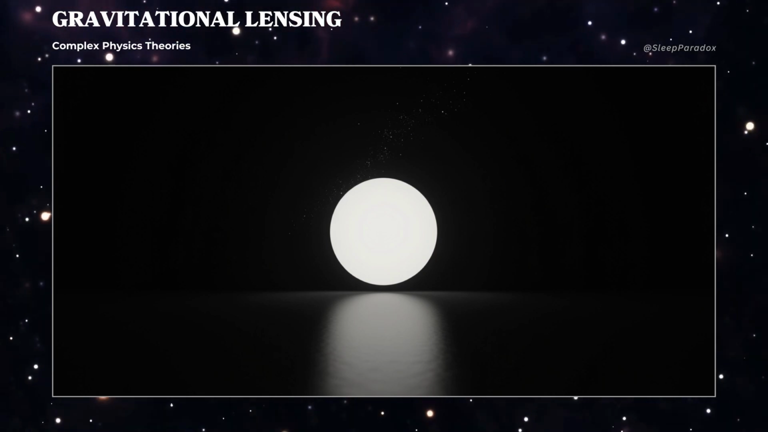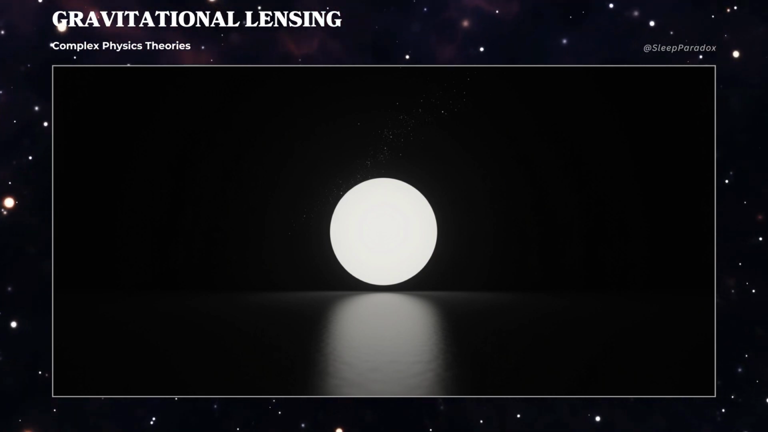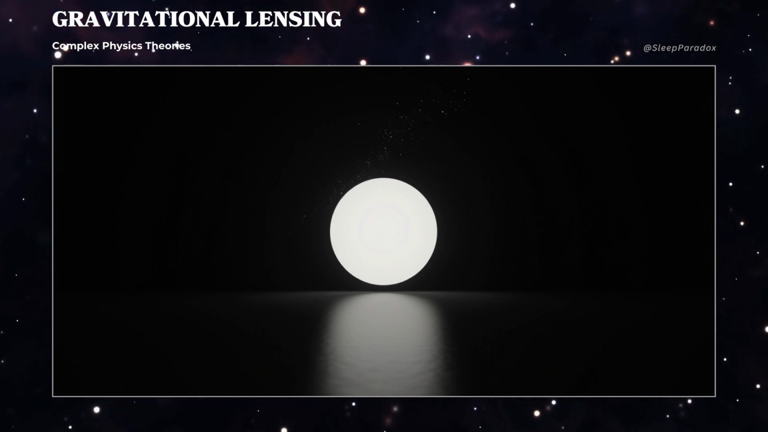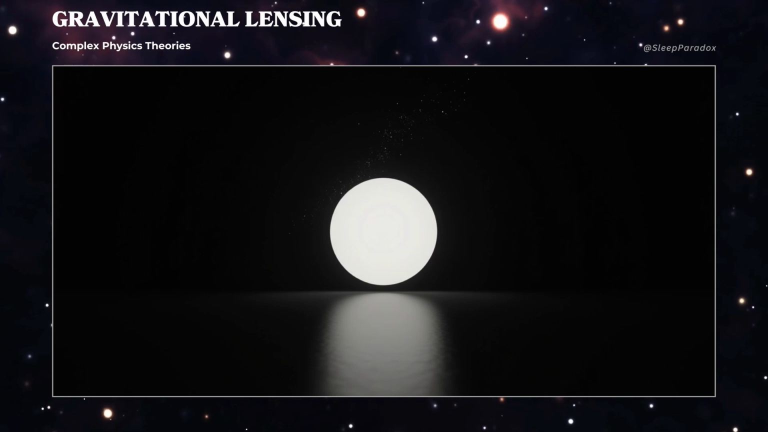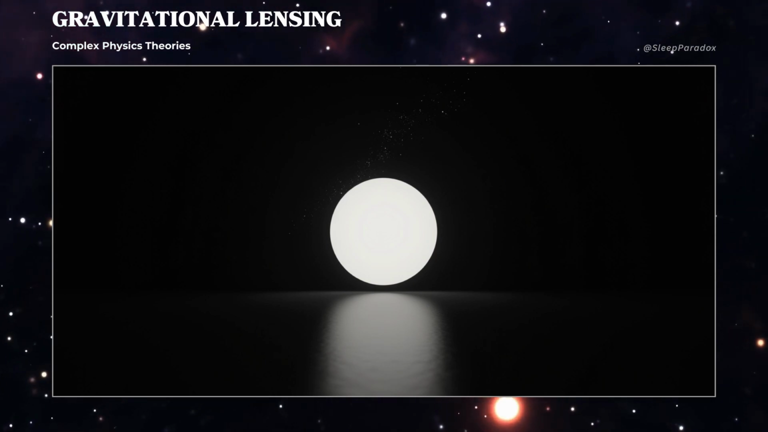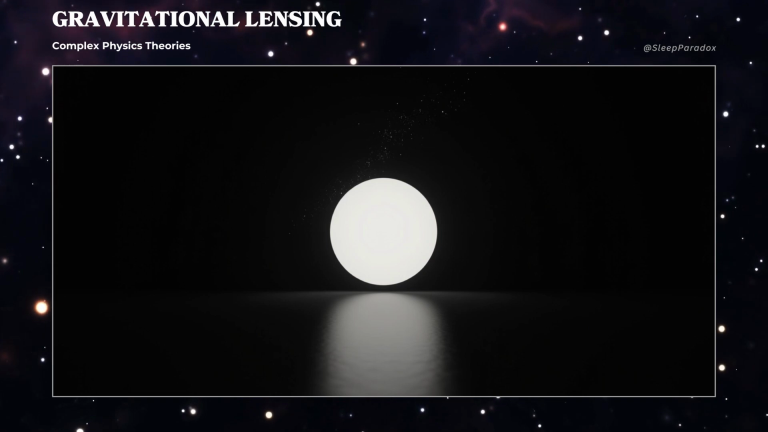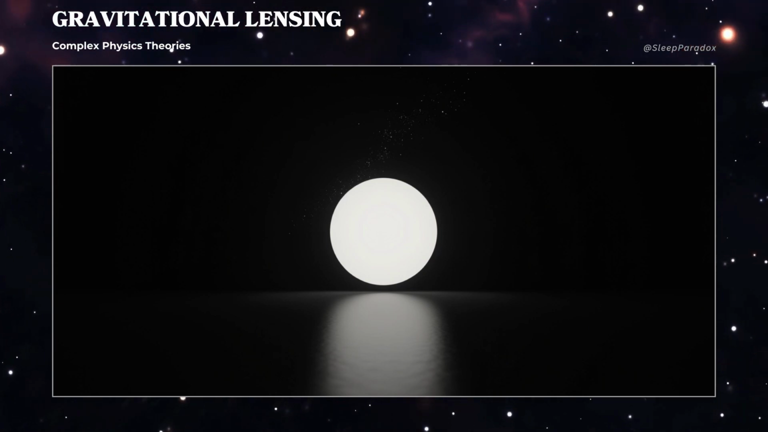In some cases, gravitational lensing even lets us look back in time, because light from distant galaxies takes billions of years to reach us. We're seeing those galaxies as they were long ago. When lensing amplifies that light, we can study the early universe in much greater detail.